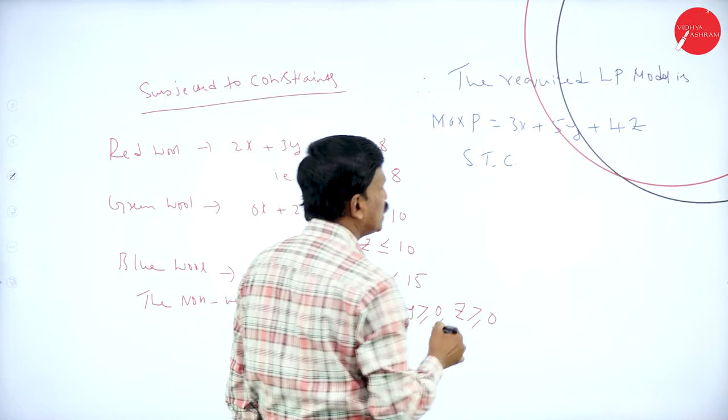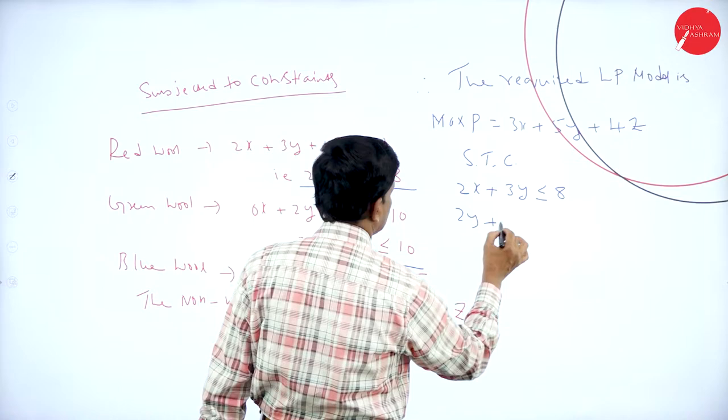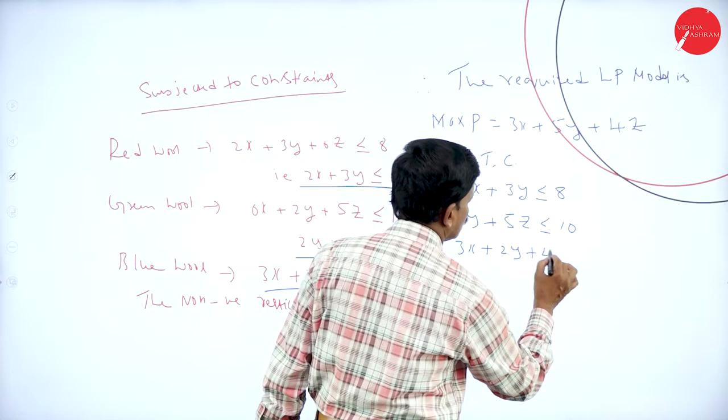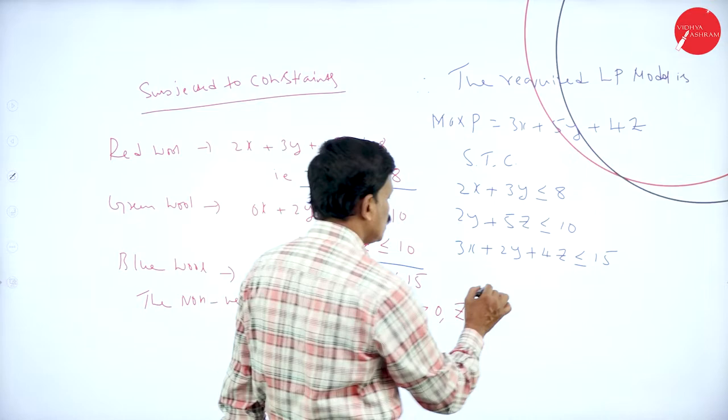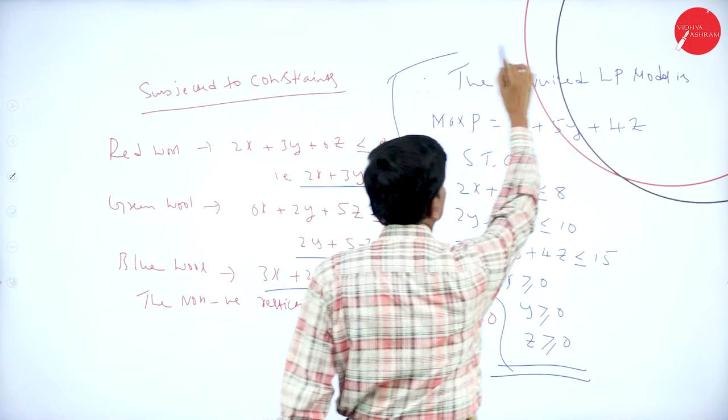Subject to the constraints. What are the constraints? First, 2x plus 3y is less than or equal to 8. Second one, 2y plus 5z is less than or equal to 10. And the third one, 3x plus 2y plus 4z is less than or equal to 15. And the non-negative restrictions: x is greater than or equal to 0, y is greater than or equal to 0, and z is greater than or equal to 0. This is the required LP model for the given problem.